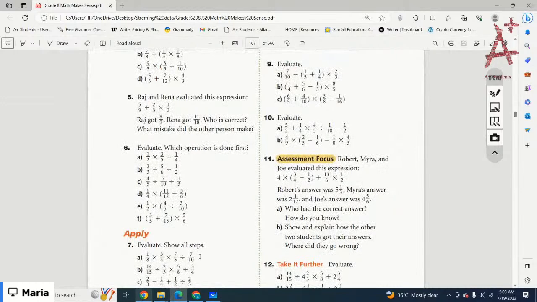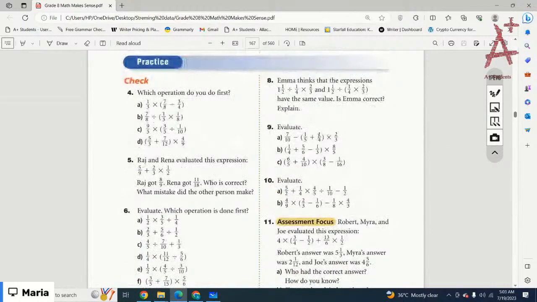Okay, just look at question number B. 7 over 8 divided by 1 by 3 times 1 over 8. So which operation we're going to perform first? The one that is inside the bracket, we're going to do multiplication first from the B part. Got it?